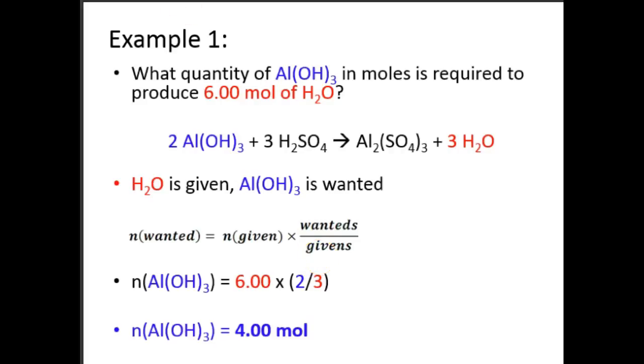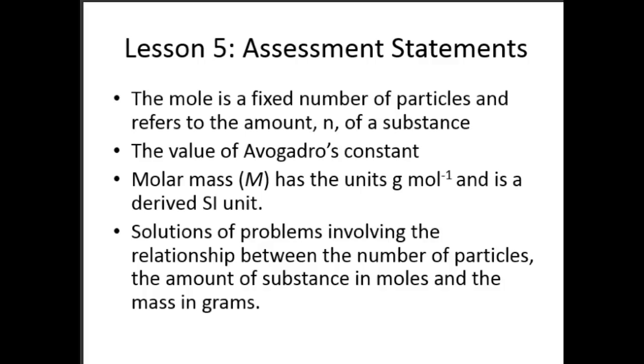What am I trying to find? The goal of this is to find the amount of aluminum hydroxide. So I go to the equation. How many aluminum hydroxides are there? 2. So in the wanted, I'm going to put 2. So you start with what you're given. The units for the given cancel. So since we were given the units of water, that's why we put water on the bottom here. Again, we could also do proportion for this type of setup, and we could show you that tomorrow.